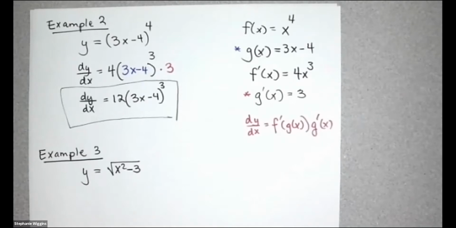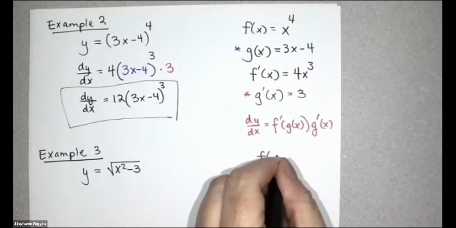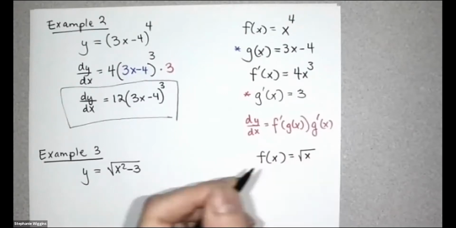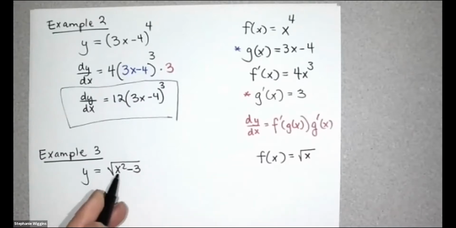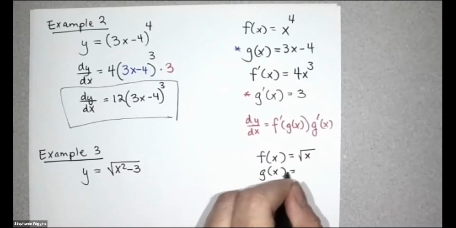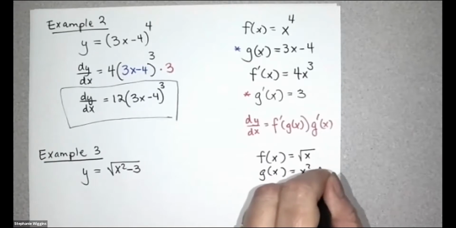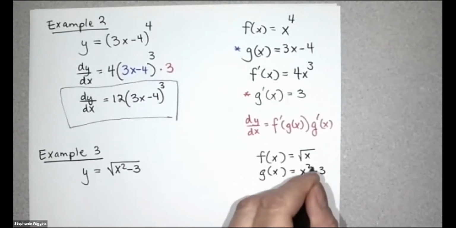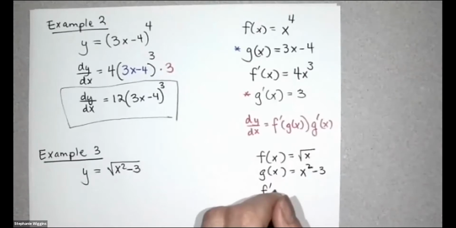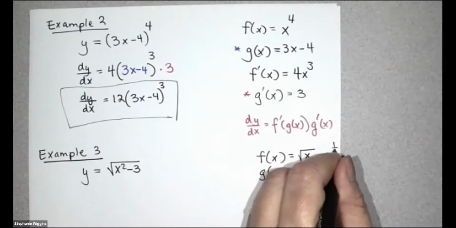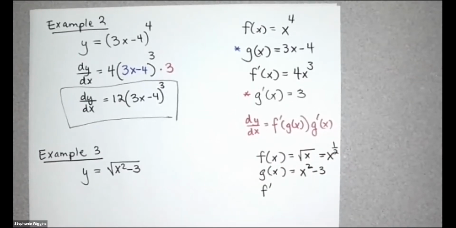Okay, we can kind of see what the inside function is. The inside function is x squared minus 3 because it's inside the square root function, right? So we think of our main function as the square root of some input x, and the inside function is x squared minus 3, and then the derivative. By the way, the square root function is the power x to the 1/2. Remember that from last time?